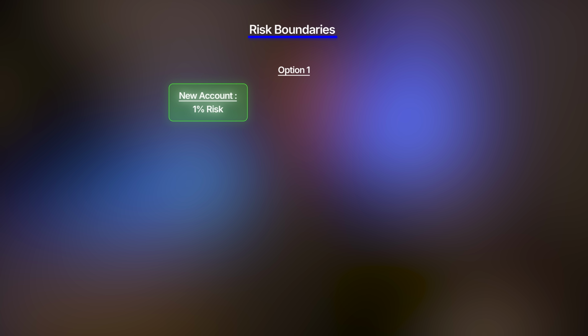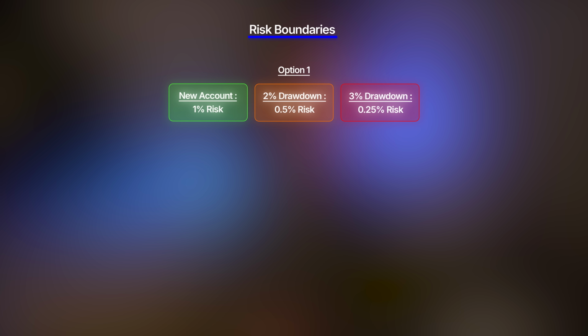Now that comes with risk boundaries. What I mean by that, if you have a fresh account, for example, you can start off risking 1%. If you lose a trade or you go into drawdown, for example, 2% drawdown, you want to immediately decrease your risk to, for example, 0.5%. Then if you go into more drawdown, so let's say you reach eventually 3% drawdown, you want to go to 0.25%. Now, this is a very boring process to get out of drawdown. So the goal is to not get into drawdown in the first place, but it's going to happen eventually. It's just a matter of not making it worse.